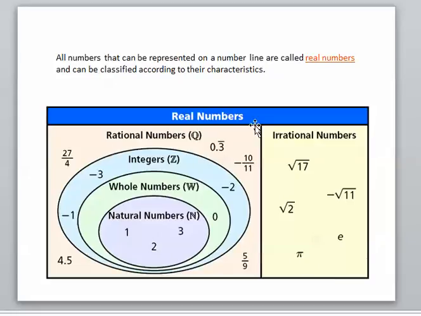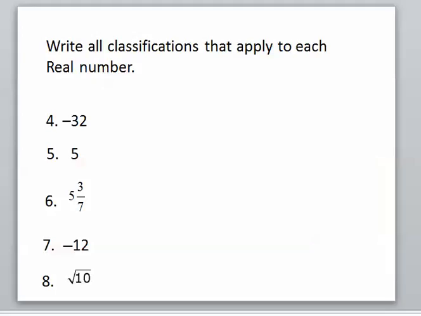So a number is either rational with an abbreviation of Q or irrational with an abbreviation of I. Every number is a real number. Inside the rational numbers, you might have an integer, a whole number, or a natural number. We're going to start to put classifications with each of these numbers, and that's the last thing we're going to be doing in this section.